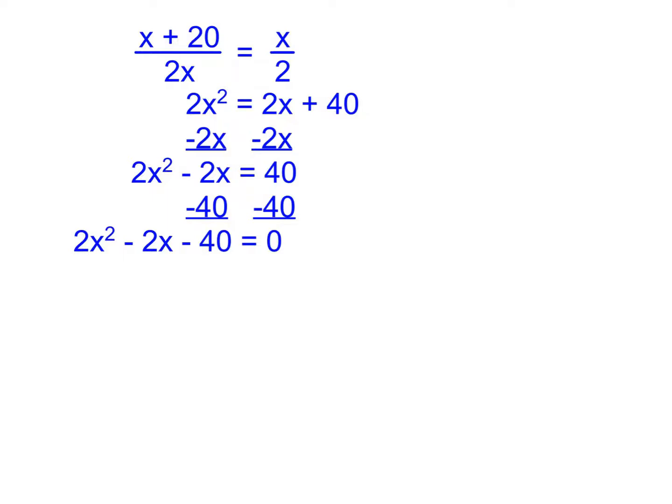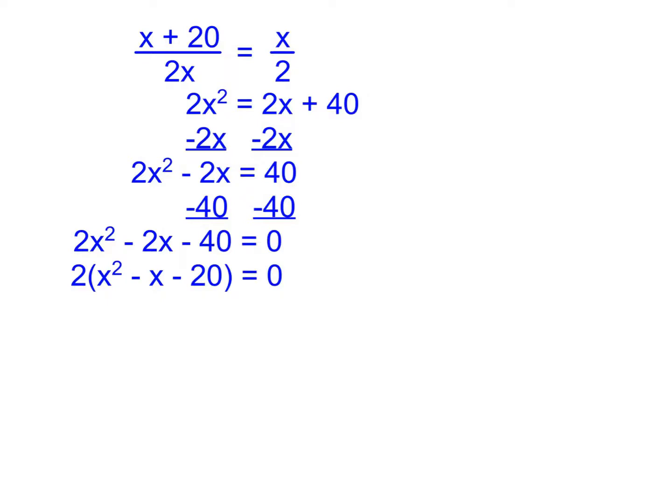So in order to factor it now, I notice that I can divide everything through by that 2 that's out front of the x squared. So I'm going to do that first to make it a bit easier. Now, technically speaking, you could actually divide both sides by 2 because it equals 0.